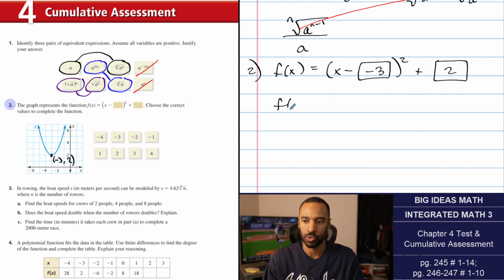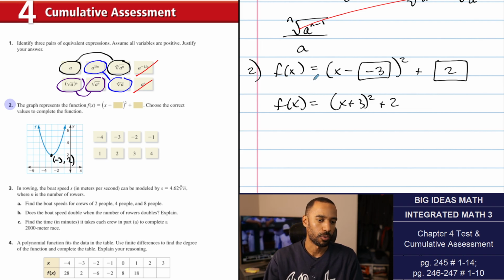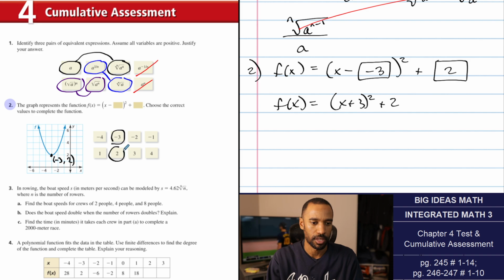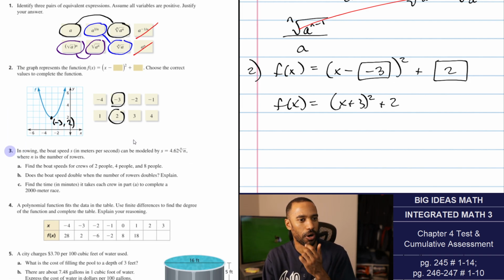It's -3 and 2. When it cleans up, it actually looks like an x plus 3 inside of there. There's still the plus 2 like that. So I don't know which way you want to write it, but -3 is a number that goes in. 2 is a number that goes in. We use them in those specific spots. Probably not so much from this chapter and more from, I already forget what the other chapters were.